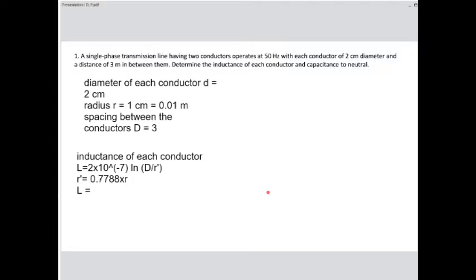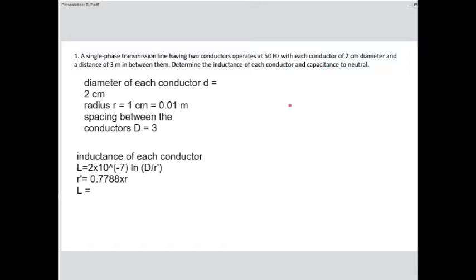Please check if everyone is getting the same answer or not. It's not matching. Yeah, I have two different answers. 1.191 10 to the power minus 6. The other one is 1.89 10 to the power minus 7. Which one is the correct one? The first one, can anybody else confirm that? 1.19, thank you. You'll get the correct one. So we get the inductance of each conductor.